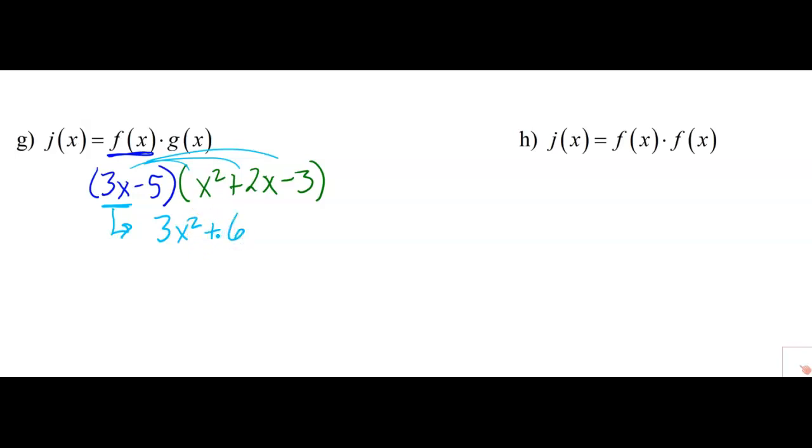Oh, I made a mistake. 3x times x squared is 3x to the third. So I messed up on my exponent. 3x times 2x is plus 6x squared. 3x times negative 3 is minus 9x. So I have successfully distributed through on the 3. Then I need to successfully distribute through on the next term, which is negative 5.